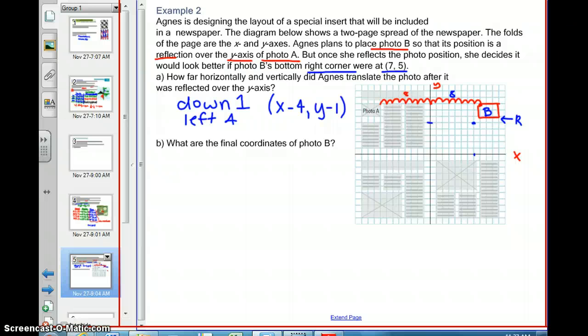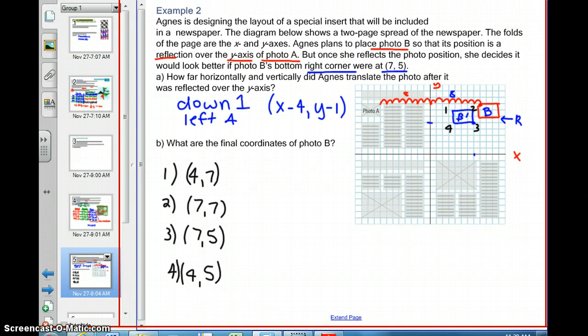Now we need to come up with our final coordinates of photo B. So the final coordinates, if that's the bottom corner, would be right there. That would be like our B prime. So determine those coordinates. So check to make sure that you counted the same coordinates that I did.